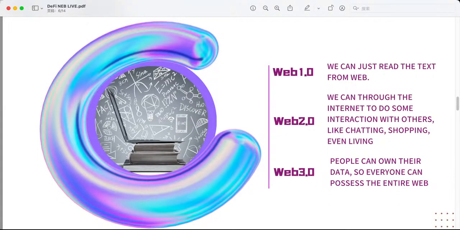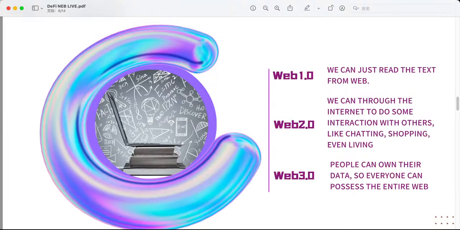During Web 2, we can use the internet to do interactions with other people, like chatting, shopping, and such as today's live. So we are in the Web 2 period, and we can do interactions with other people, and also do interactions with the web.